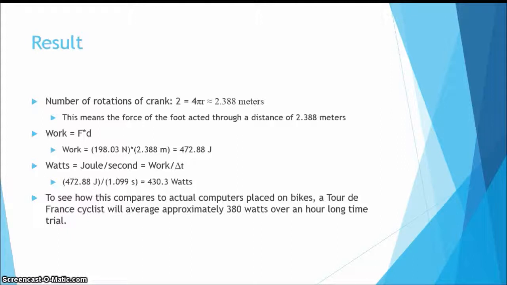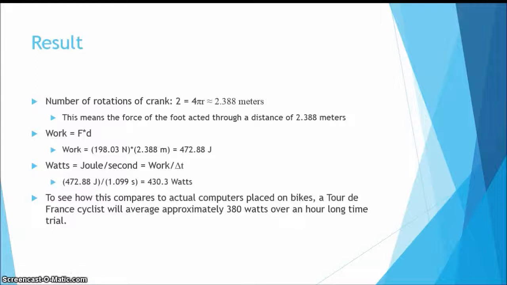Now, we want to compute this also into watts, so we divide by the total amount of time that we observed, and we compute that we have 430.3 watts. Now, to see how this compares to actual computers which are placed on bikes, we looked up a Tour de France cyclist will average approximately 380 watts over an hour-long time trial. So, given that I was only acting in approximately 1 second, it is very reasonable to assume that I expended approximately 430 watts.